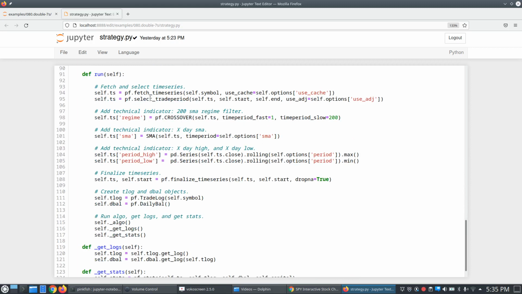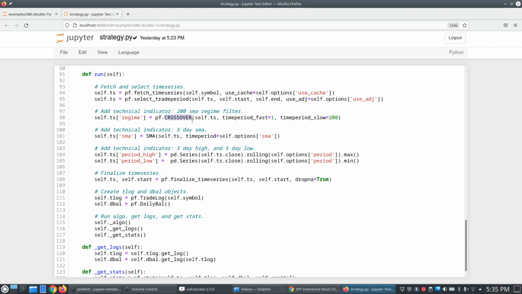And notice that we're passing in those options over here. Then we're going to add technical indicators. The first thing is the regime change. You can look up this crossover. It's in the indicator module for Pinkfish.